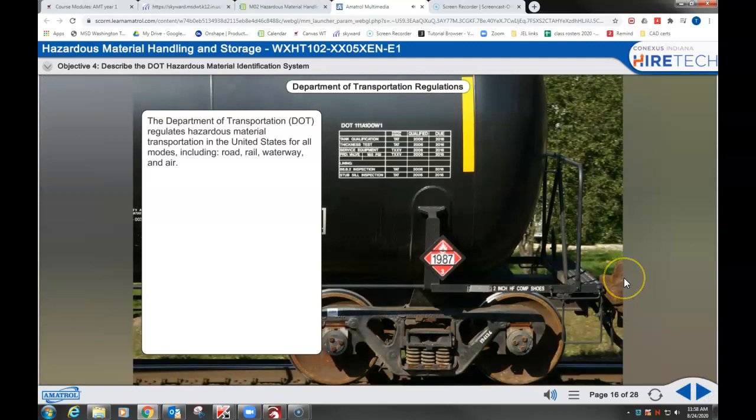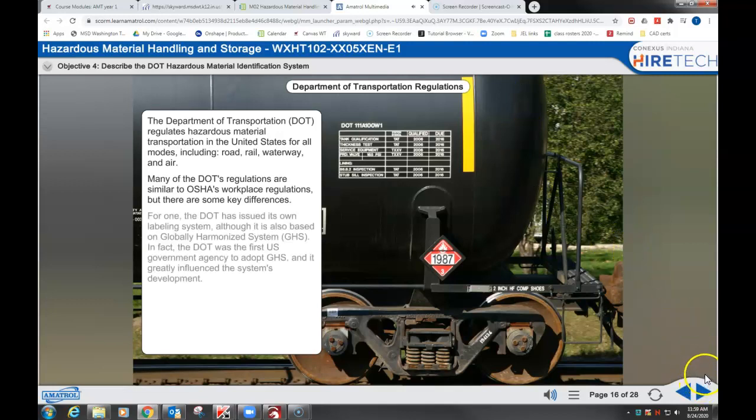The Department of Transportation, or DOT, regulates hazardous material transportation in the United States for all modes, including road, rail, waterway, and air. Many of the DOT's regulations are similar to OSHA's workplace regulations, but there are some key differences. For one, the DOT has issued its own labeling system, although it is also based on the Globally Harmonized System, or GHS. In fact, the DOT was the first U.S. government agency to adopt GHS, and it greatly influenced the system's development.